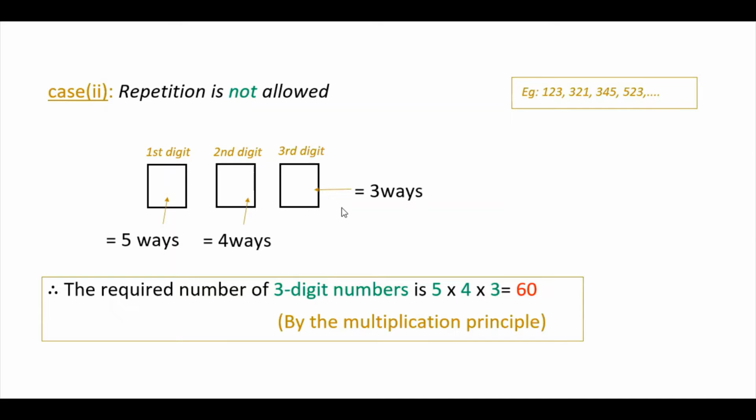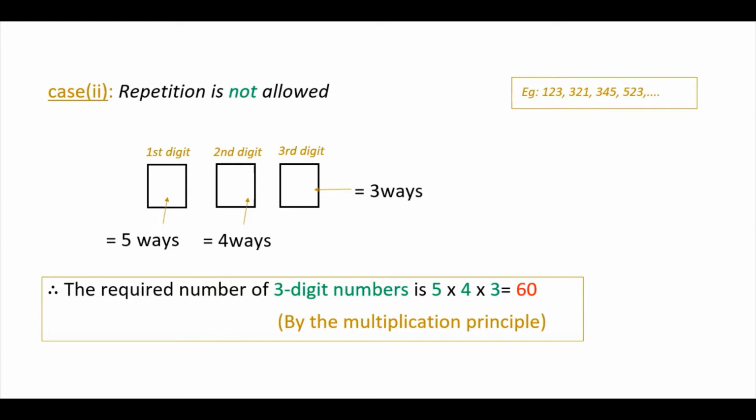Similarly, in the third digit also, you have to take 3 ways, because here the first digit and second digit are already used. So the remaining are only 3 numbers out of 5 numbers. So there are 3 ways you can write in the third digit. If you see this example, you will understand. For example, the first one is 1, the second one is 2, and the third one is 3. Because repetition is not allowed, you have to write different digits here. Here, the required number of 3-digit numbers is 5 into 4 into 3, that is equal to 60.